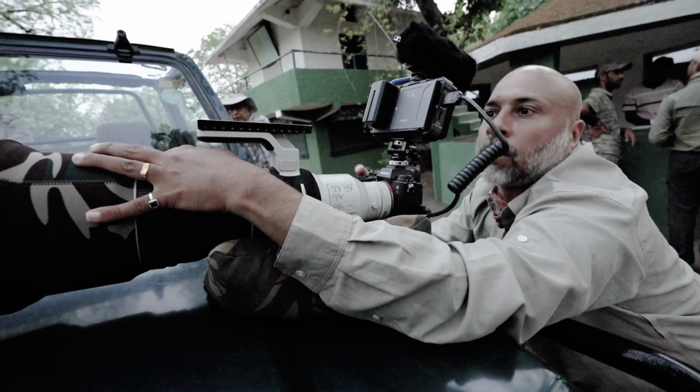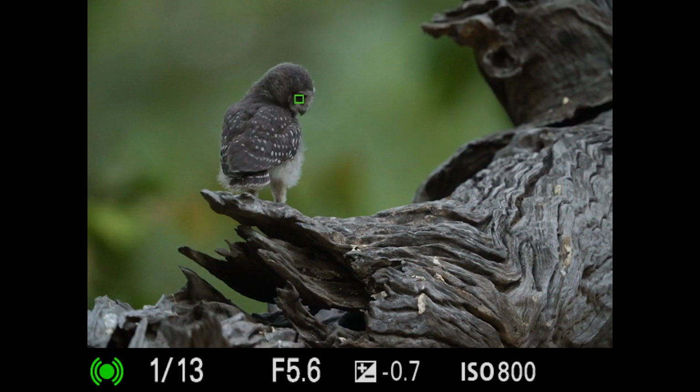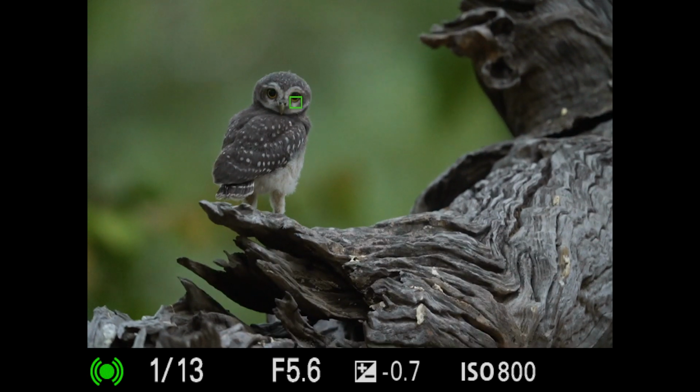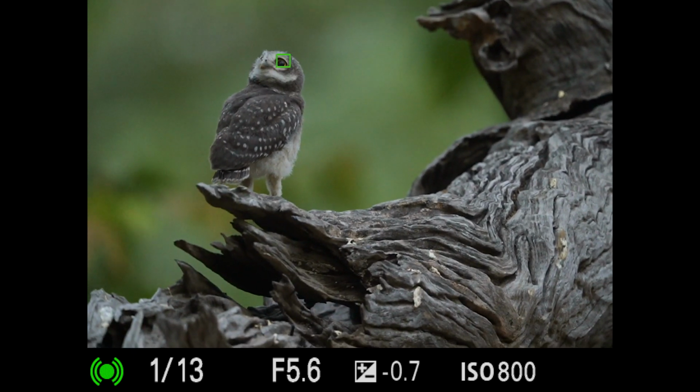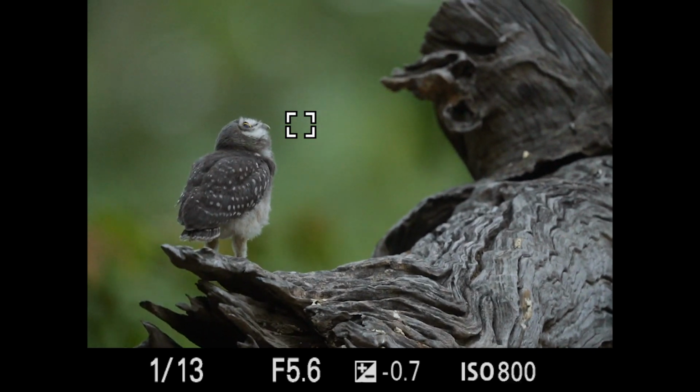So it's just waiting for the spotted owlet to turn towards me. Okay, there you go. Now it's a minute.